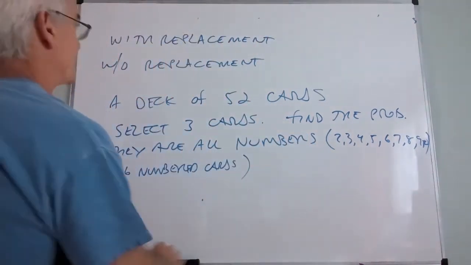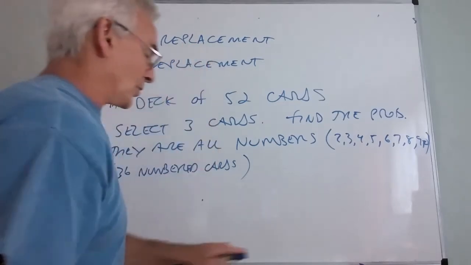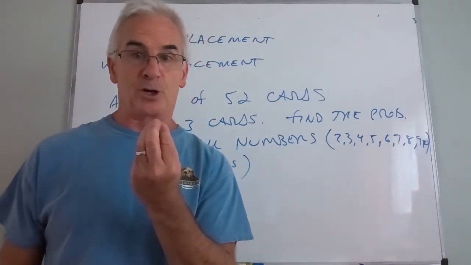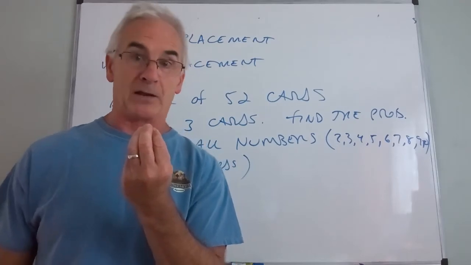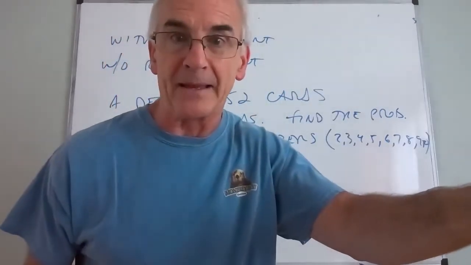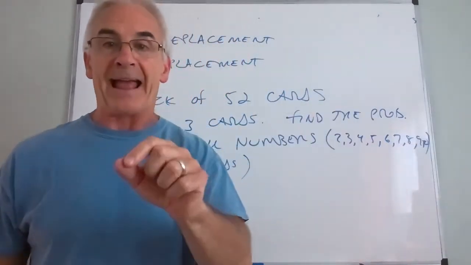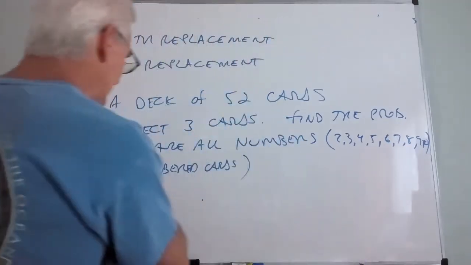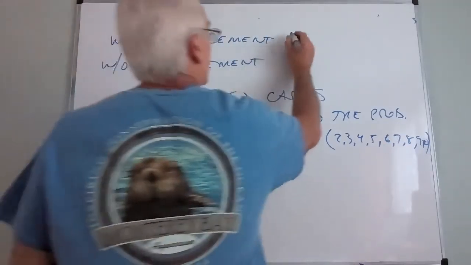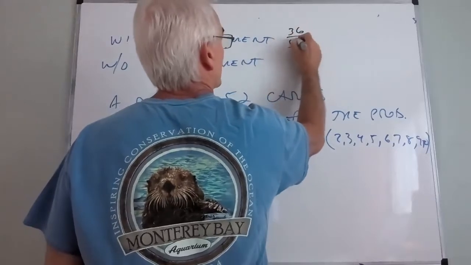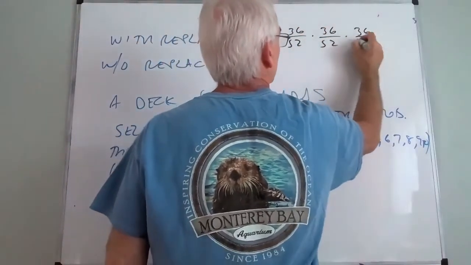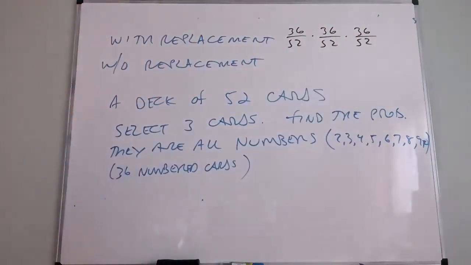So in this situation, if I said I'm going to do it with replacement, that means I'm going to look at the card, determine is it a number or is it not a number? Okay, great. And now I'm going to put the card back in, so the same card has the option of being selected again. So 36 out of 52 is the probability that I select a number, and that will stay the probability, and that will stay the probability. Okay, so this is the first case.